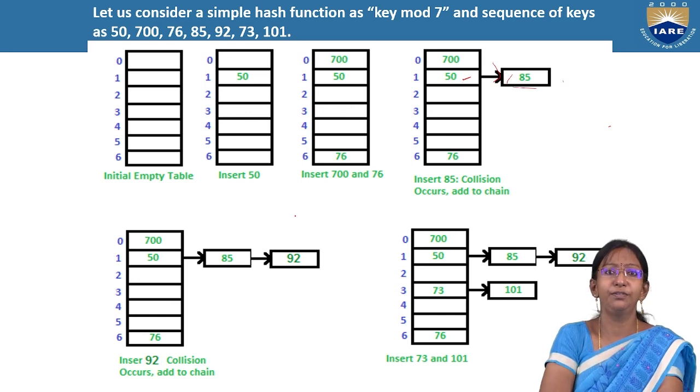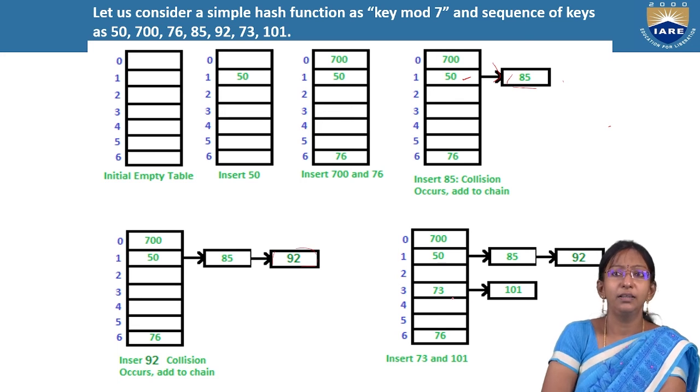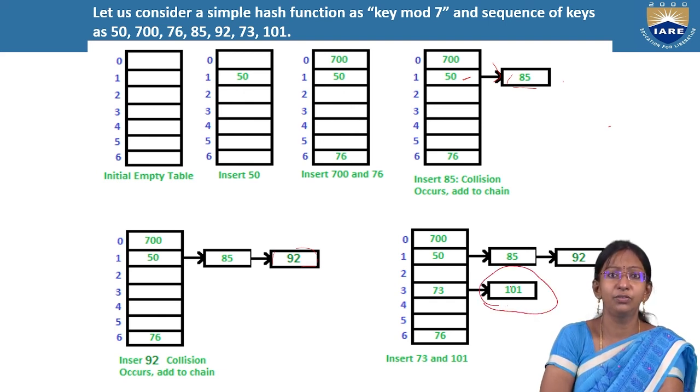Even 92 will give you index value 1. So another link to that. 73, index value is 3. Fine. 101, even 101 gives a result of 3, which refers to index value 3. So 73 is already present. Make a chain. Have a look.